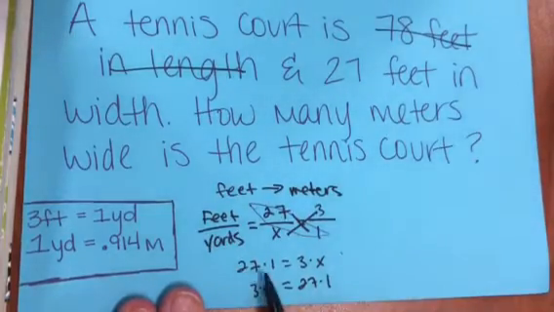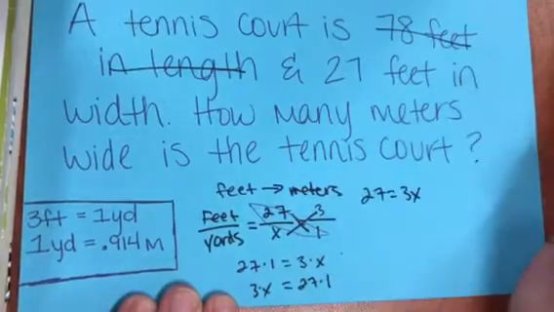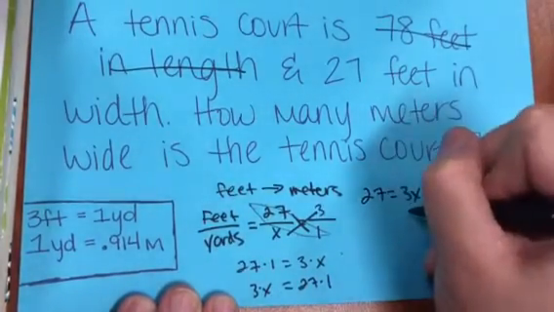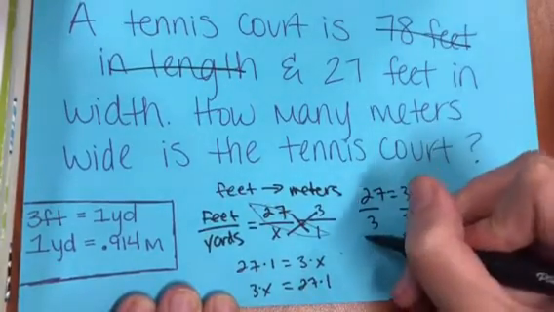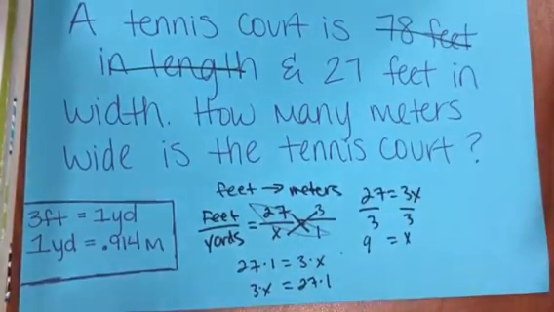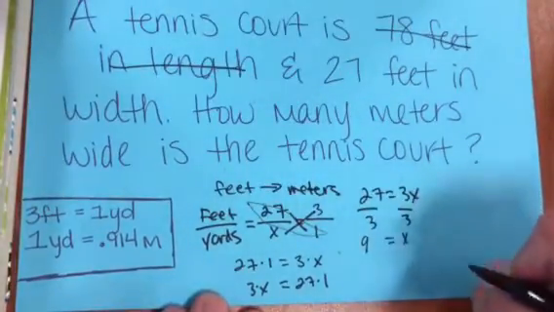Yes, ma'am. What is 27 times 1? 27. So 27 equals 3x. Now what do I need to do? Divide by 3 on both sides. x equals 9. Am I done? No, because you've got the second conversion to do. That's my yards.